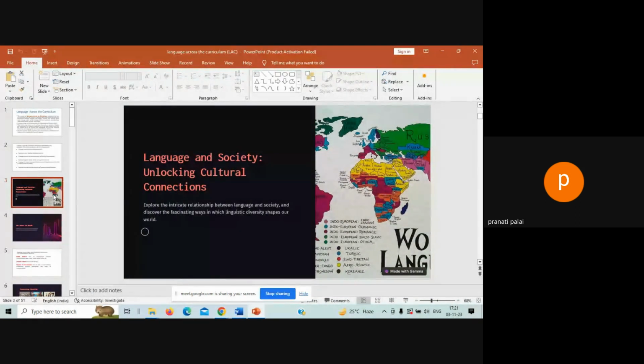Our religion, our values, our ideals, all are closely related to the language system. Without proper communication or without expressing our cultural identity, we cannot exist in a society. So there is an intricate relationship between language and society, and it reveals the fascinating ways in which linguistic diversity shapes our world. In our world, there exists linguistic diversity, with many people using many languages.